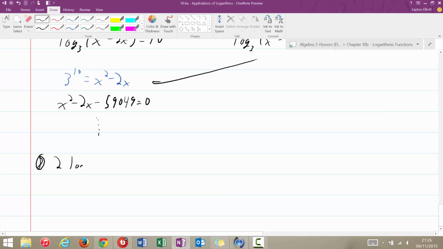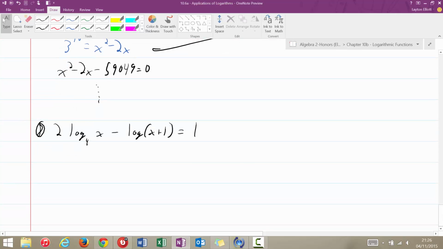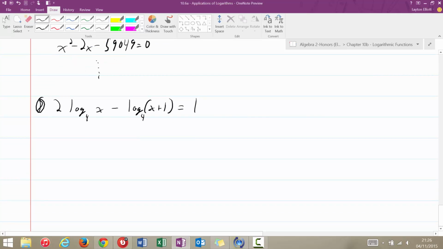Let's go 2 log base 4 of x minus log of x plus 1 is equal to 1. Okay. First of all, I would not be able to solve this the way it is right now because these are not the same log types. So let's change this to a log base 4. Now they're okay. I'm not going to give you ones that have different logs. We don't know how to do those.